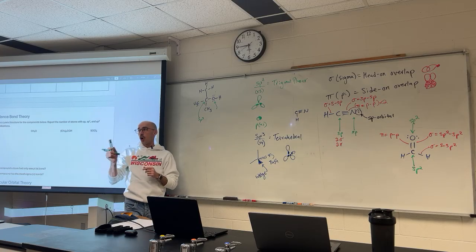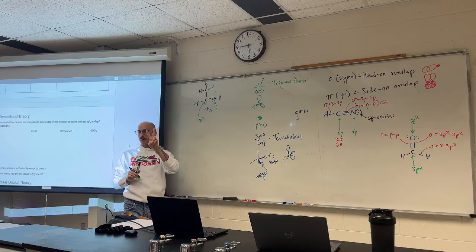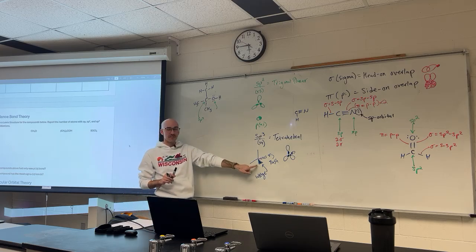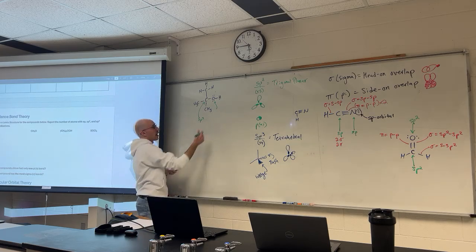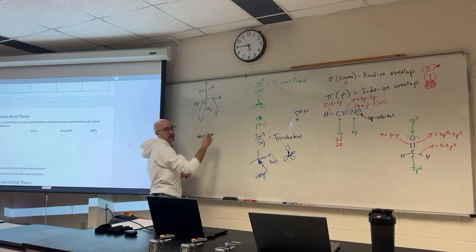Well, let's count all electron regions, bonding and non-bonding. 2 bonding regions, 2 non-bonding regions, 4 total electron regions that want to repel each other as much as possible. So oxygen is also sp3.